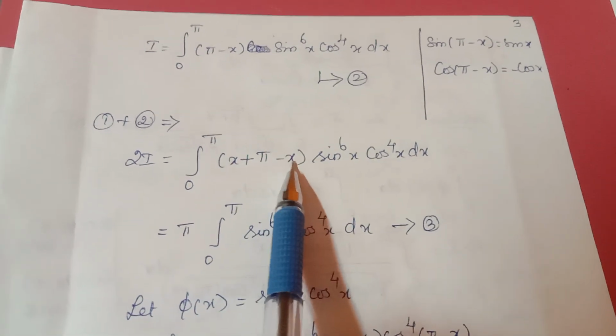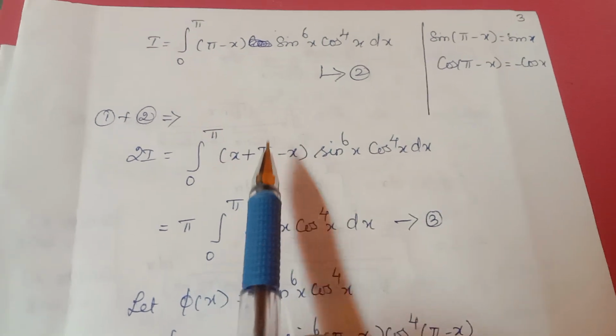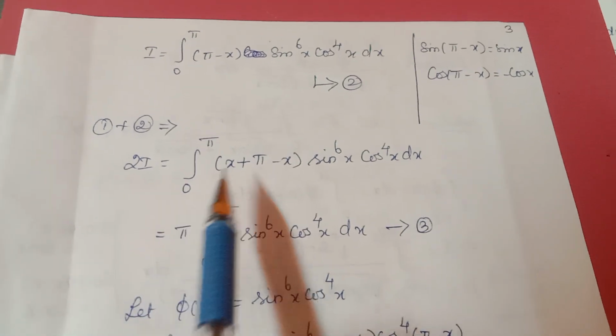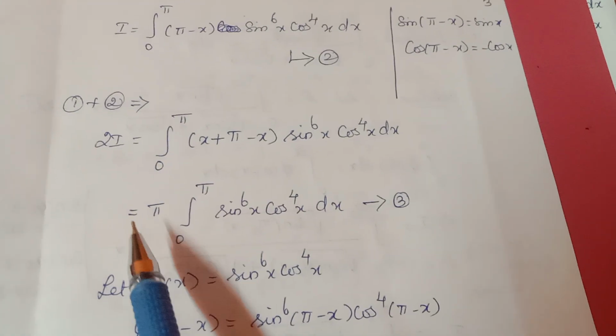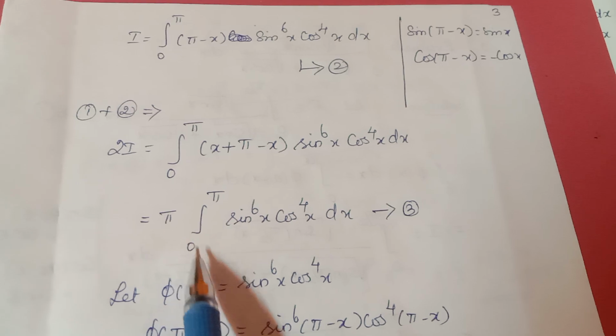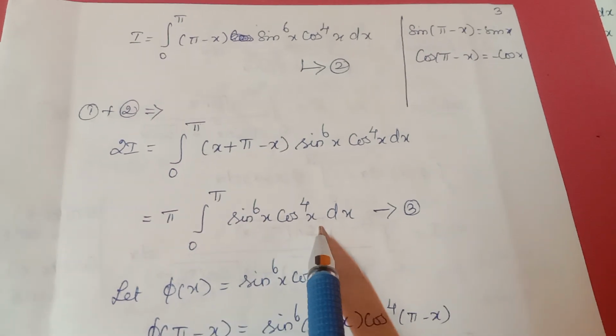So x will get cancelled, only pi will come. Pi is a constant, so I can take it outside the integral sign. For this purpose only I am applying that property. Okay, right. So now I am getting the integral as 2I is equal to pi into integral 0 to pi sine power 6 into cos power 4x dx.